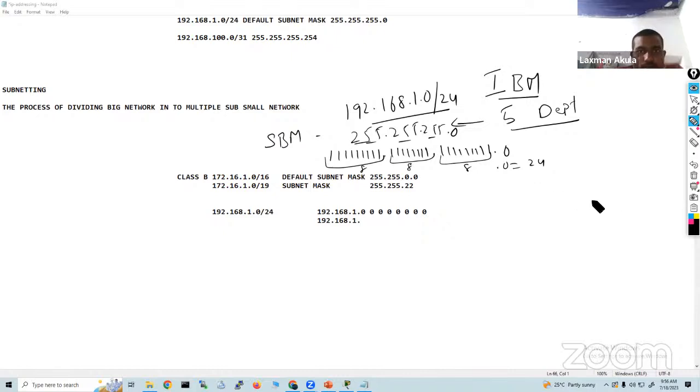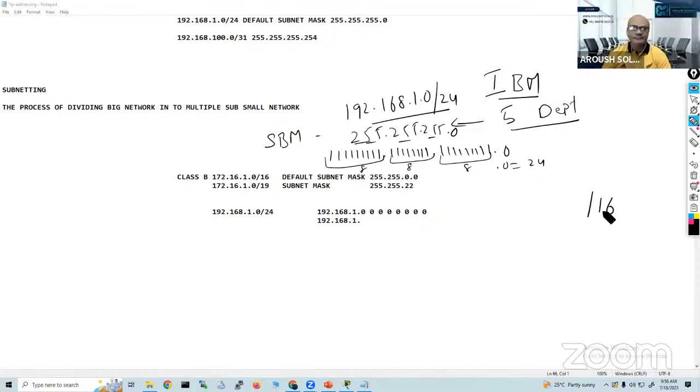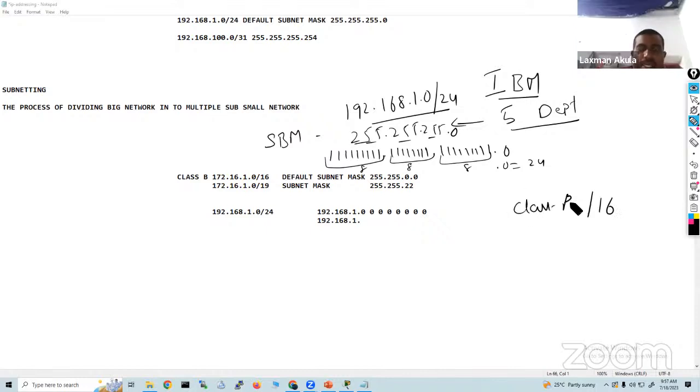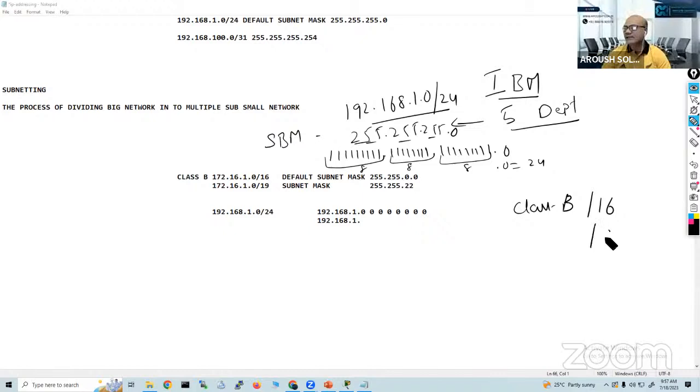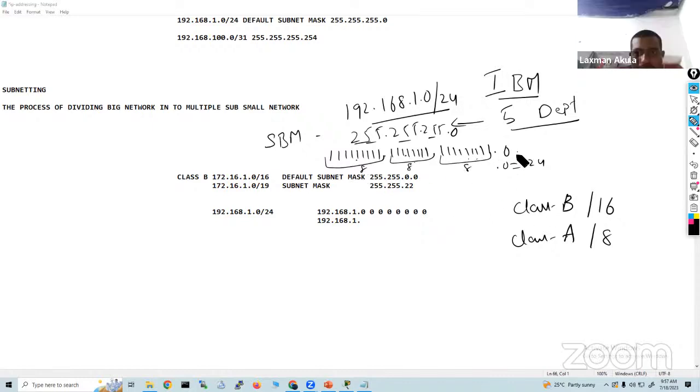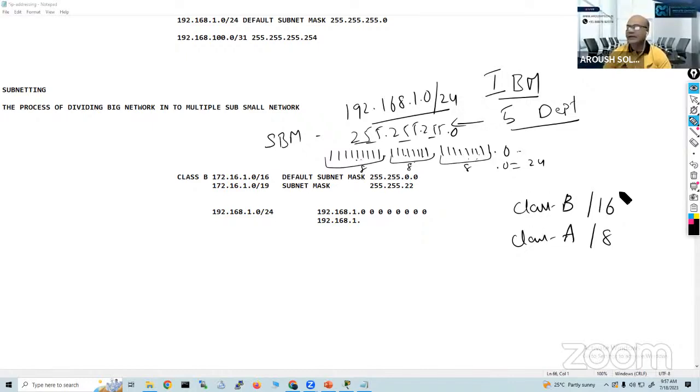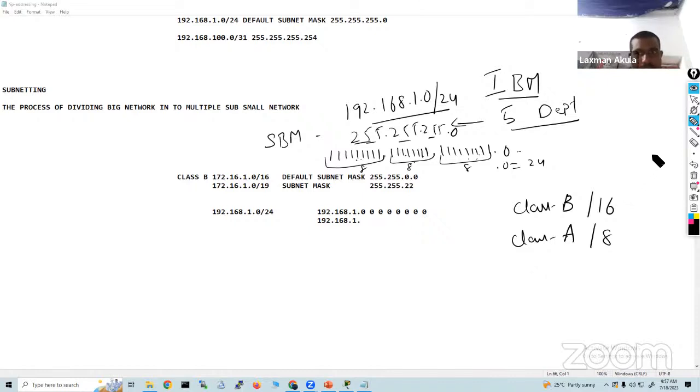If I write /16, this is your Class B. If I write /8, this is your Class A, only the first octet. In Class B it is network, network, host, host. In Class A it is only network, host, host, host. That's the reason we are writing it this way. Clear?